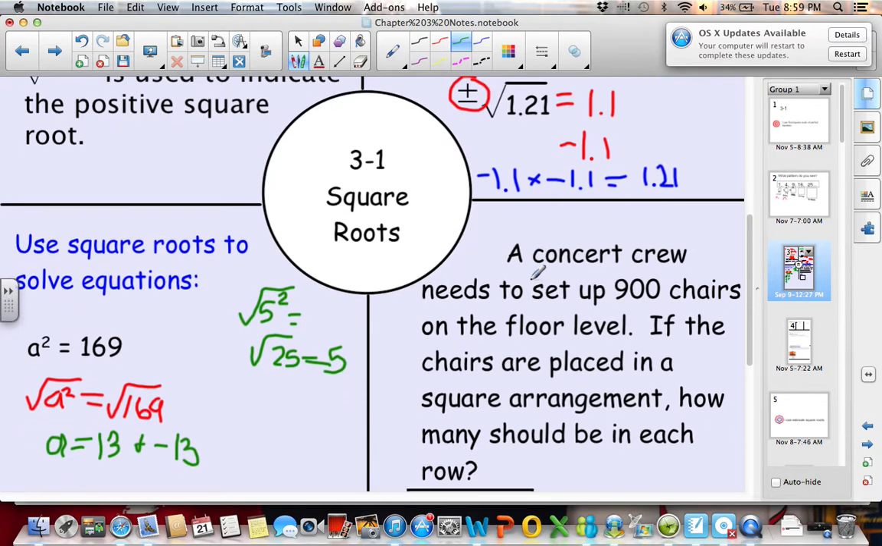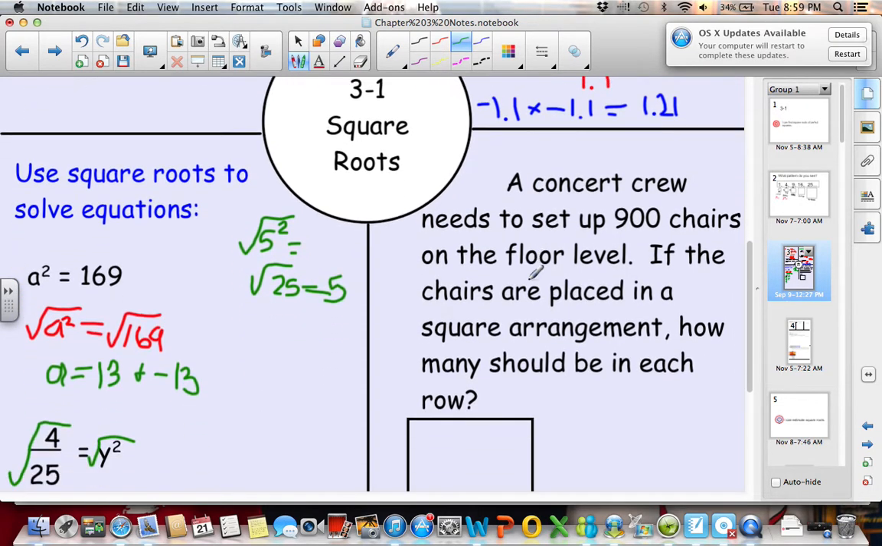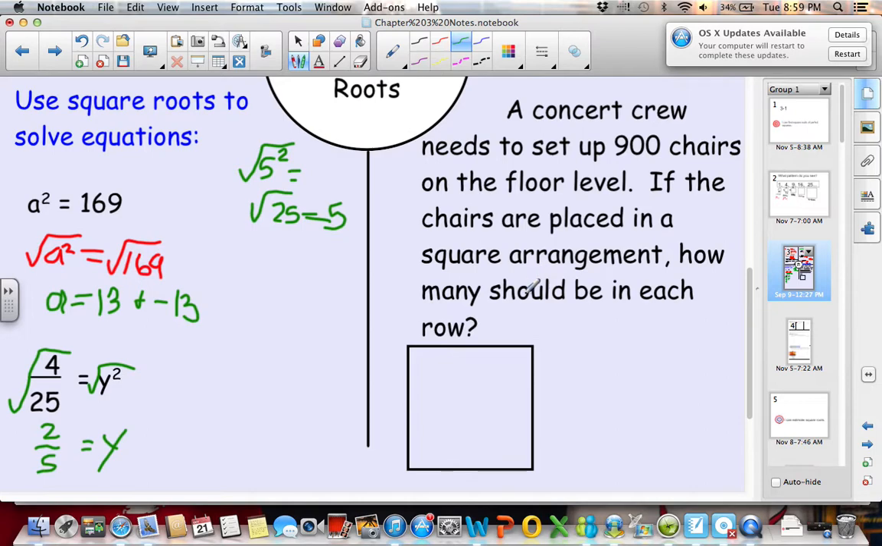Okay, a concert crew needs to set up 900 chairs on the floor level. If the chairs are placed in a square arrangement, how many should be in each row? So basically we want to know how many rows and how many columns. Since it's a square, it's going to be the same number. So I would write this as x. I know that x times x equals 900, which is the same as x squared. So x squared equals 900.